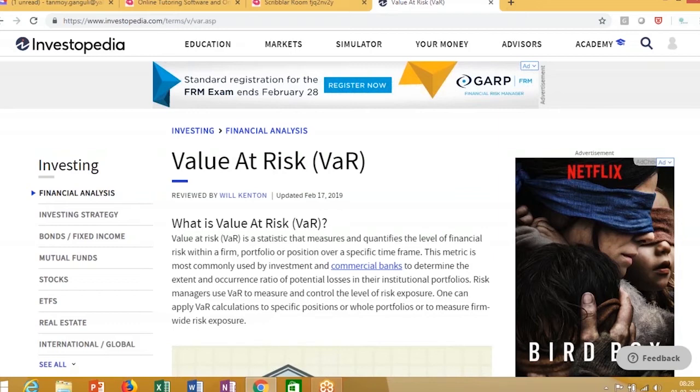At a very high level, this gives me an idea about the level of financial risk within the firm. It gives me the total overall level of risk at a certain level of confidence. So what is the probability that the loss I incur will not exceed this amount? Or what is the loss which I may incur which is less than this amount at 95% confidence? That is what VAR talks about.